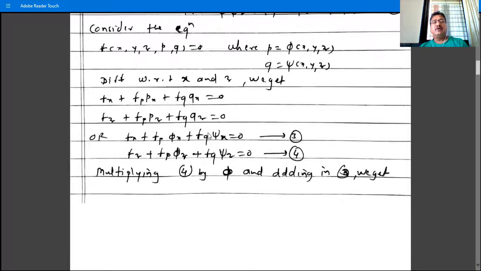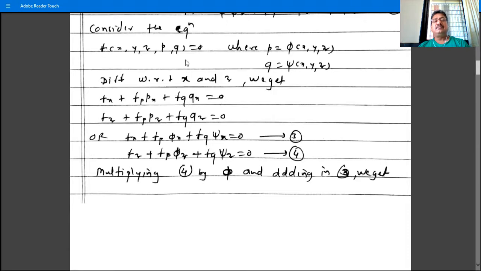So the derivative of this f with respect to x is fx, plus, with respect to y, the derivative of y with respect to x is 0, the derivative of z with respect to x is 0. Then fp into px, by using the chain rule. Actually, the derivative of this function with respect to x is ∂f/∂x plus ∂f/∂x times ∂x/∂x which is 1, plus ∂f/∂y times ∂y/∂x which is 0, plus ∂f/∂z times ∂z/∂x which is 0, and then ∂f/∂p, that is fp, times ∂p/∂x, that is px, plus ∂f/∂q, that is fq, times ∂q/∂x, that is qx, equal to 0.